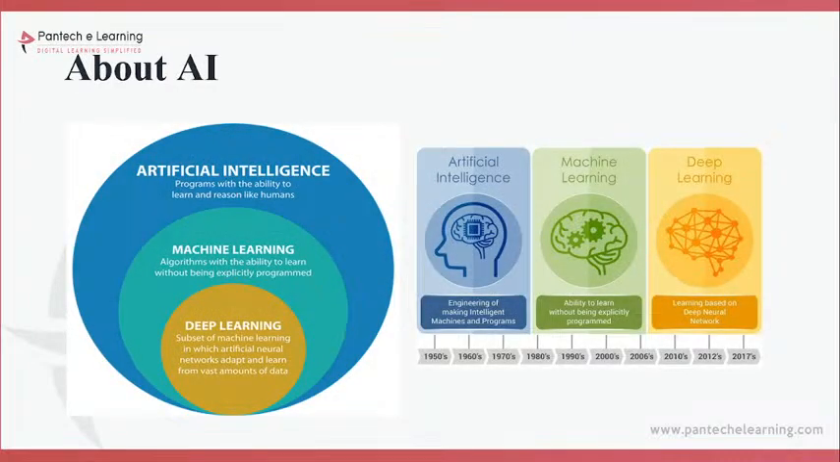So about AI, artificial intelligence consists of two branches, machine learning and deep learning. So what is this machine learning? Machine learning means that which allows the machine to learn from past data. For example, all of us are using that Flipkart application, right?